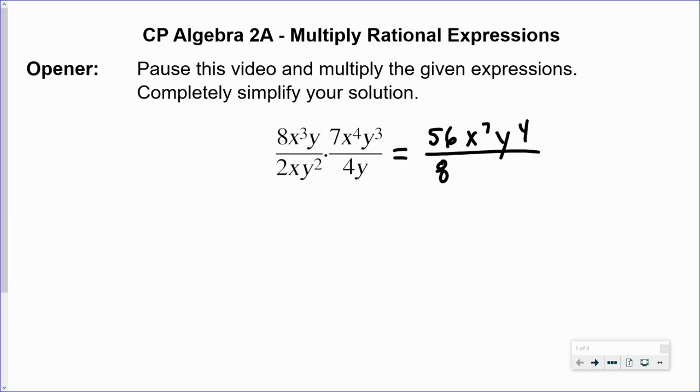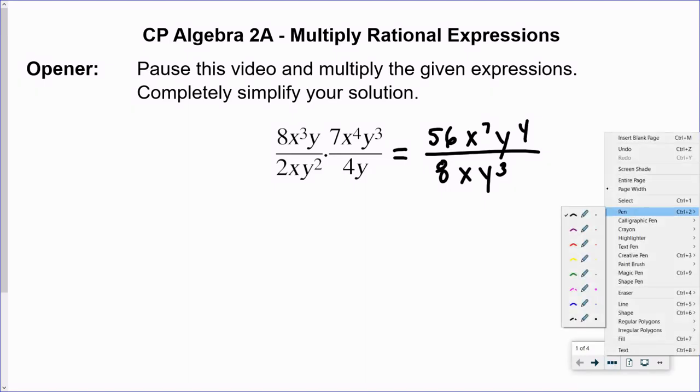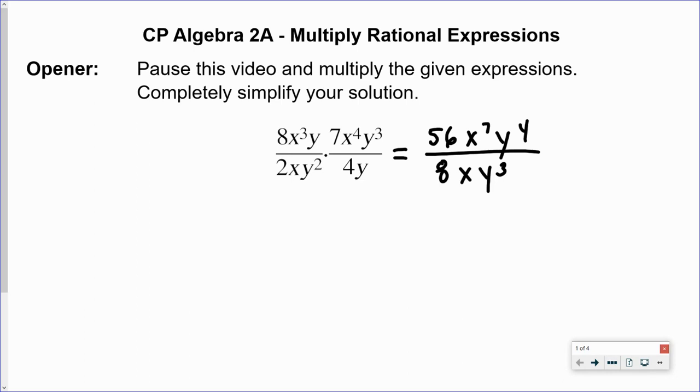x doesn't have anything to multiply with, so we'll get x by itself, and then y squared times y is y cubed. Okay, so now that we have this product, we're going to attempt to divide out any common factors that we see. So 56 divided by 8 is 7. x to the 7th divided by x is x to the 6th. And then y to the 4th divided by y cubed is just y to the 1st power.